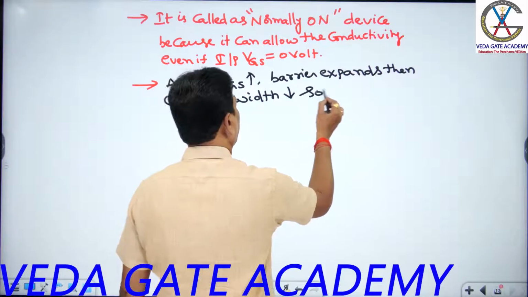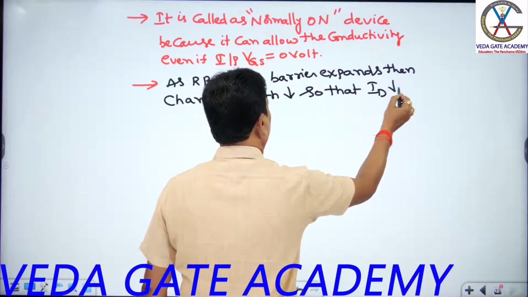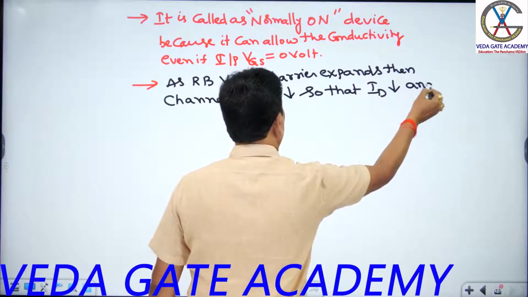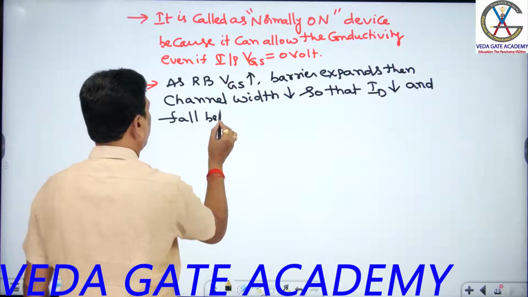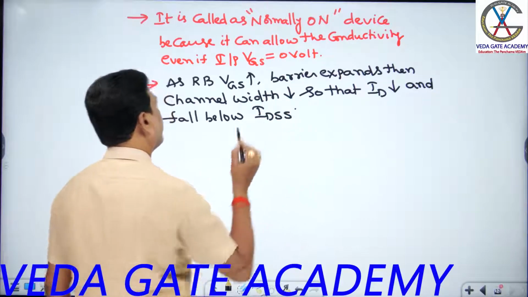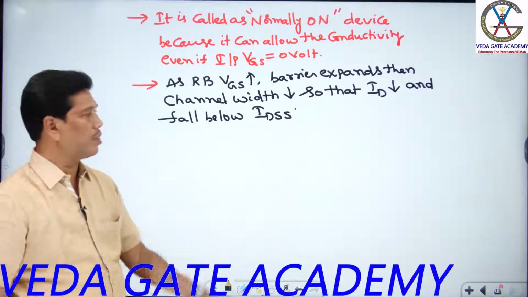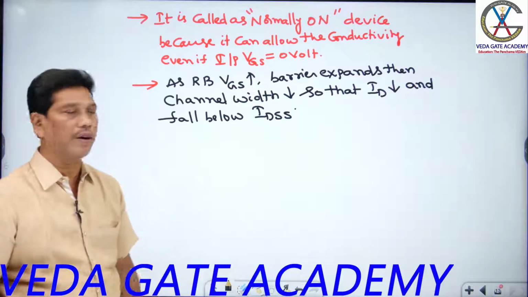So that ID decreases and falls below the saturated current IDSS, students. Okay. So at VGS = 0 the current is IDSS. Now that current comes down below IDSS, you can call. Confirm now?